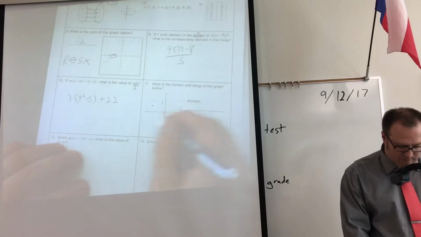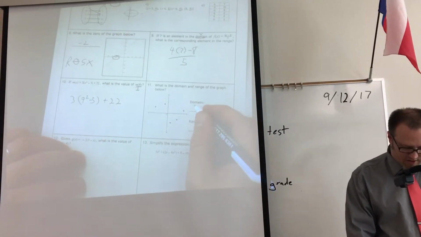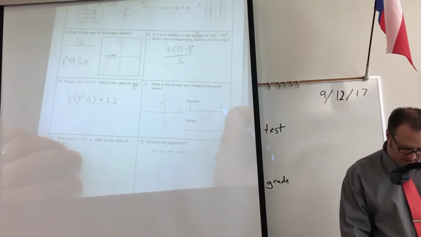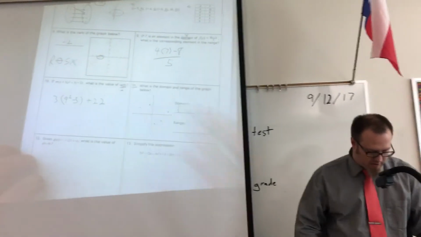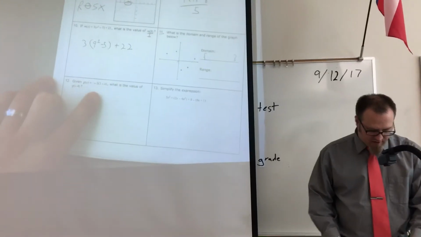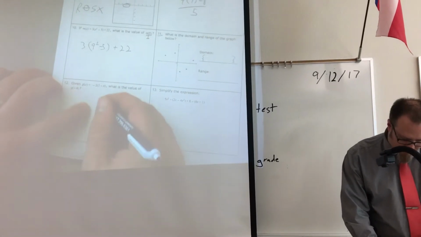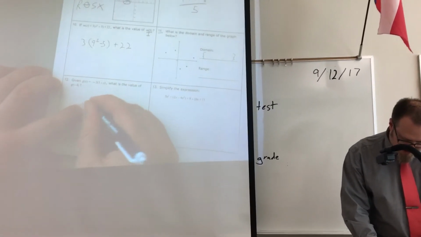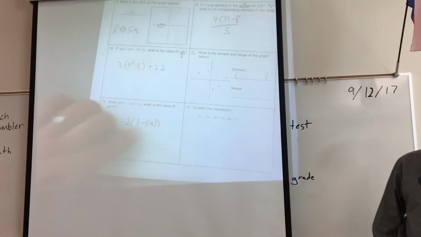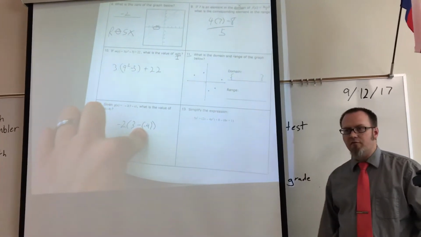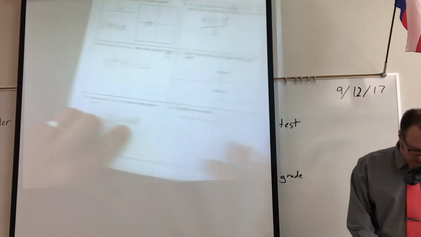On number 11, it's missing the grid. It's discrete, so it's going to be a list. Remember, you have the braces. Go for it like that. This one, again, it should be in the Google Classroom. Given that this, what is the value of g of -4? Again, don't lose your signs. This is -2 times 3 minus a -4. Don't forget it has to be minus a -4. Type it in the calculator, it'll get it.